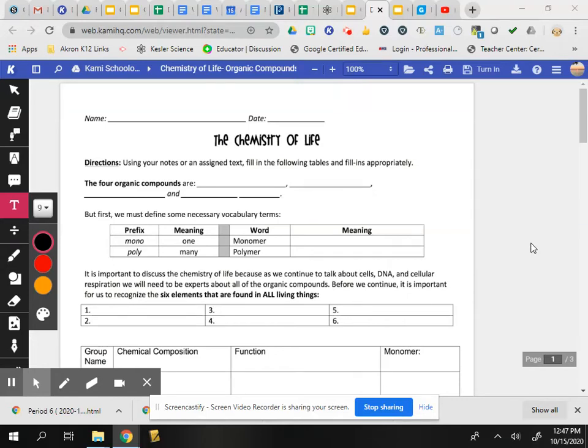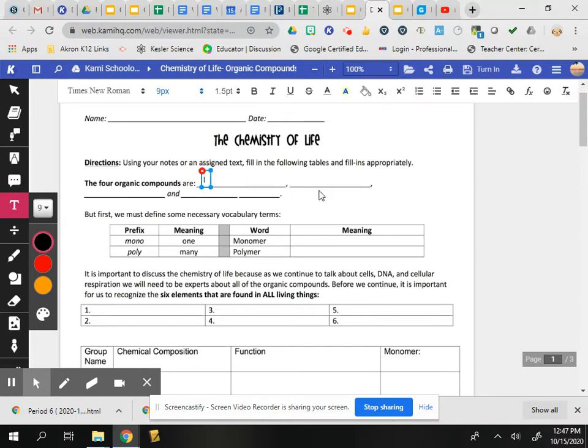So this is what your version of the Chemistry of Life worksheet looks like. You're going to be using Cami to complete this worksheet. So you'll use the text box feature and click in the area you want to type and write your answers in that way.